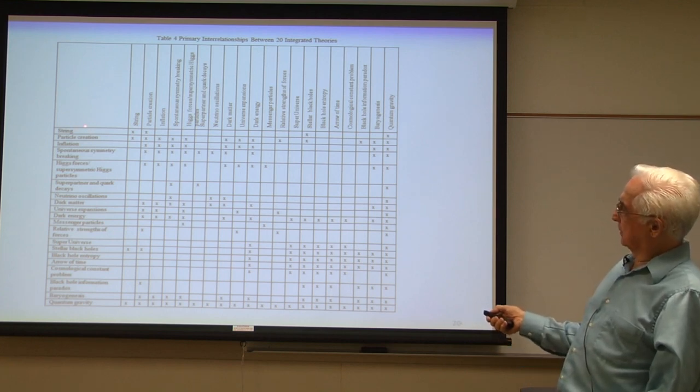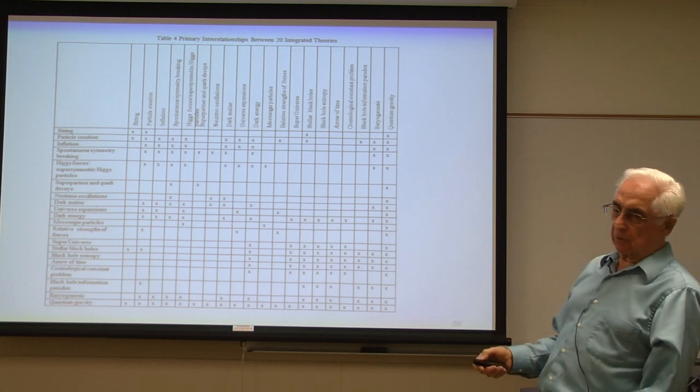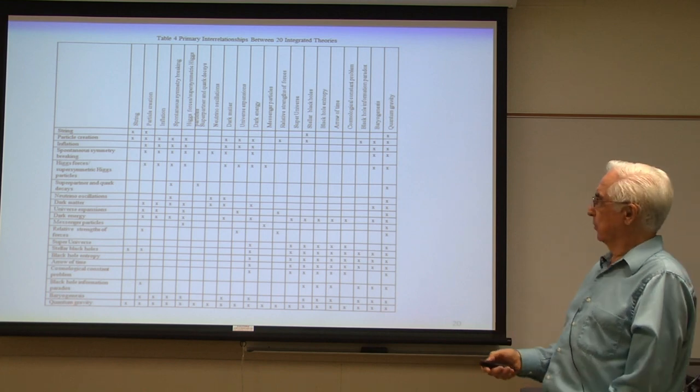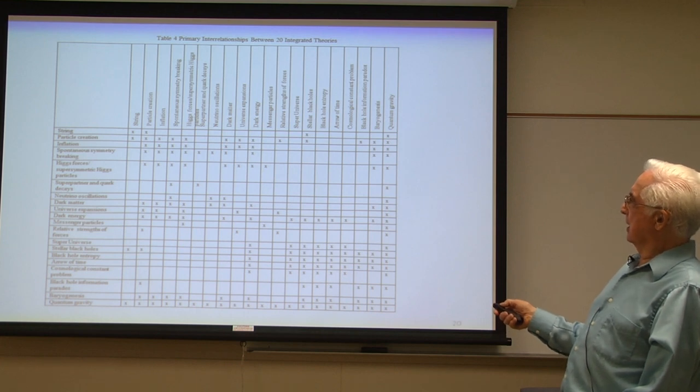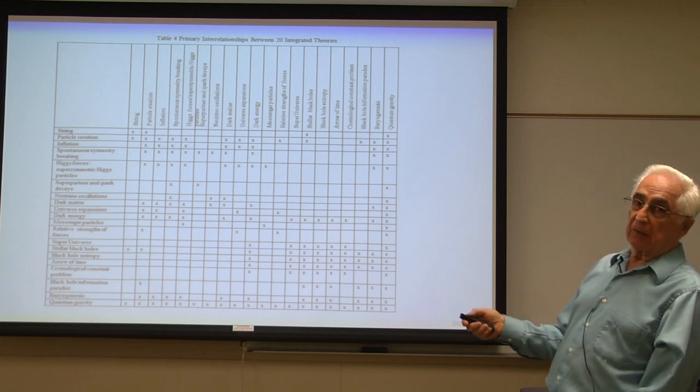So in summary, by replacing 20 independent existing theories with 20 interrelated amplified theories, an integrated theory of everything was created.